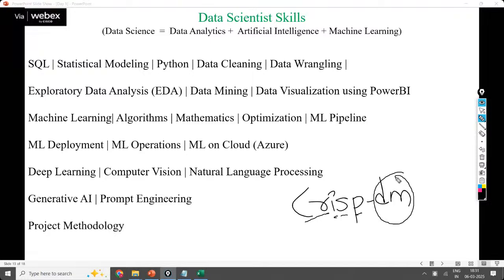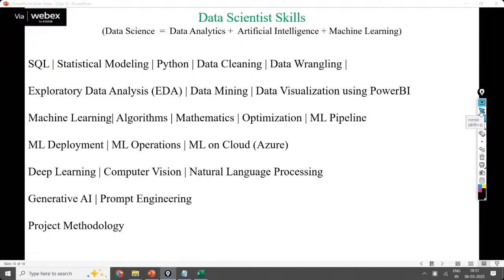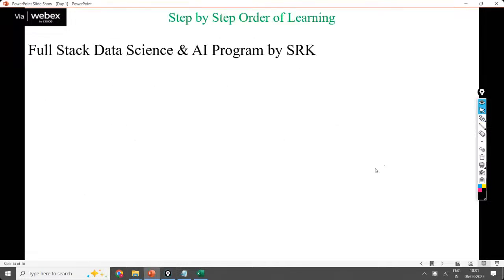DM is data mining. What is meant by data mining? Digging the information from the given data is called data mining. Data science is basically a part of data mining. These are all called data mining techniques. Understanding something from the given data is called data mining. From the given data, you are going to get the information.